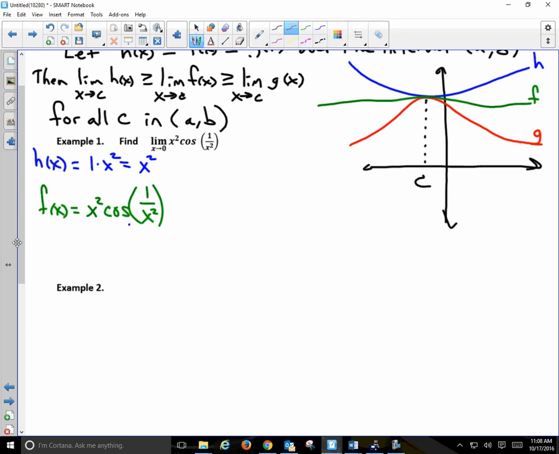Well, cosine, the largest value it can be is 1. And so I'll do the same thing again. G of x, what's the smallest value cosine can be, even less than 0? Negative 1. So I had negative 1 times x squared, which is negative x squared. Because of this x squared right there.